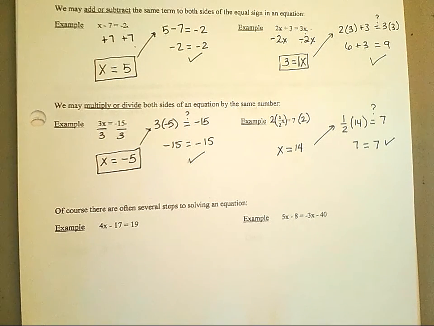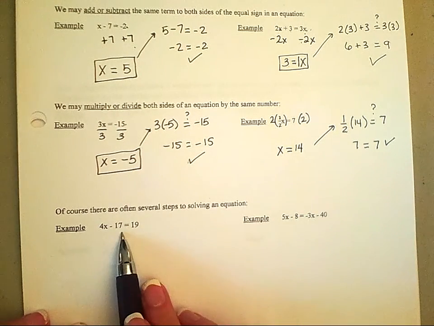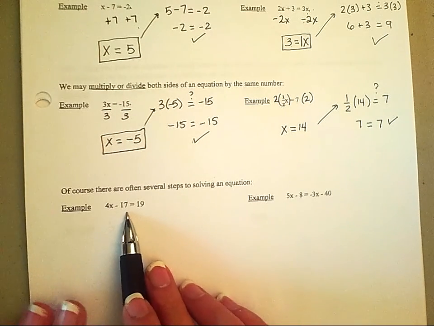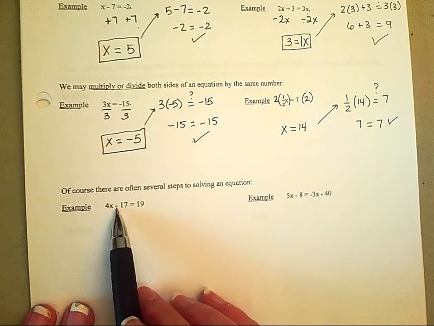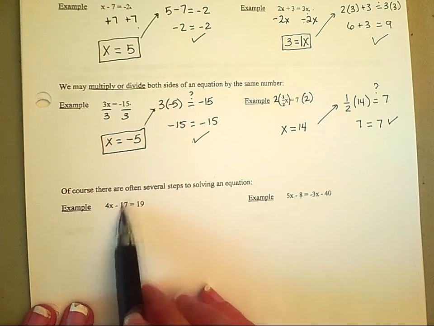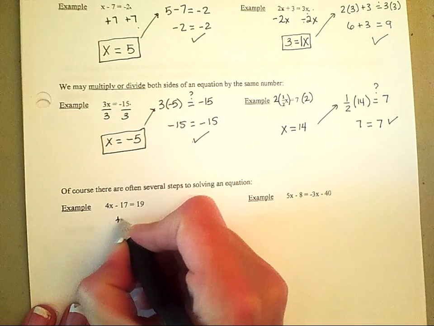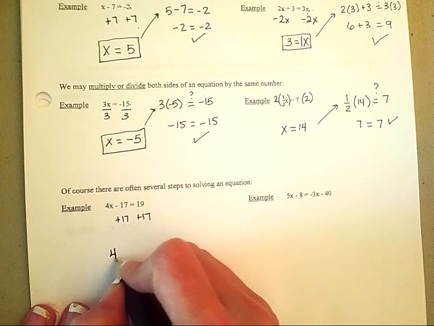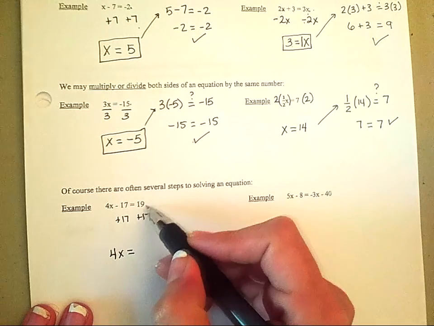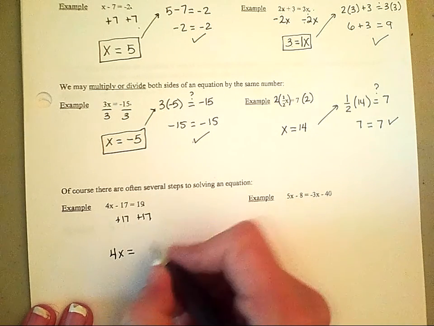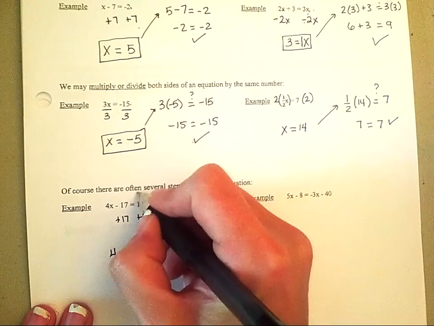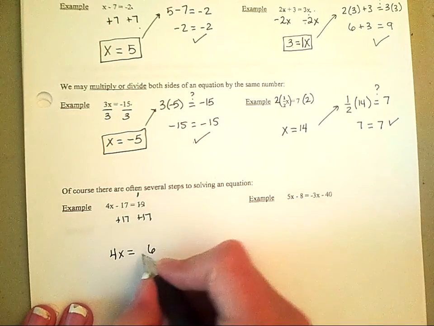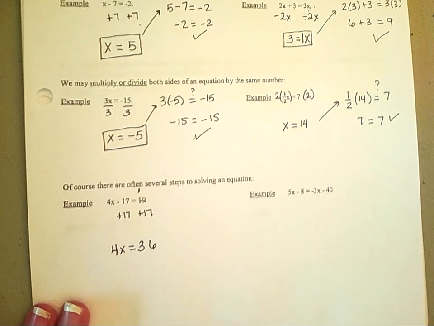So these are real basic ideas about equations. So here's some more. Of course, we're going to have to do multiple steps, right? So in this case, I want to undo everything that's happening to x. So let's first add 17 to both sides. Okay. Then on this side, we have 4x's is equal to 19 plus 17, which is 36. Carry the 1. So 4x's is equal to 36.